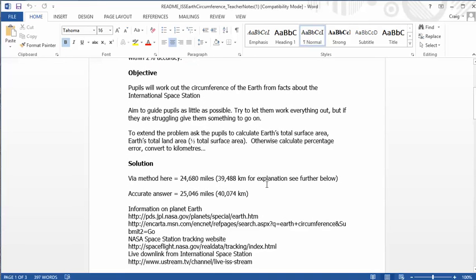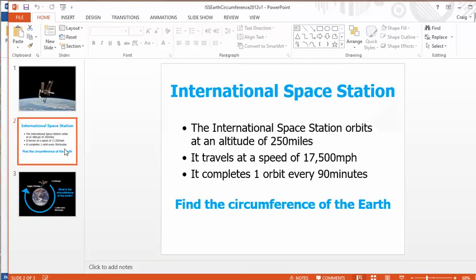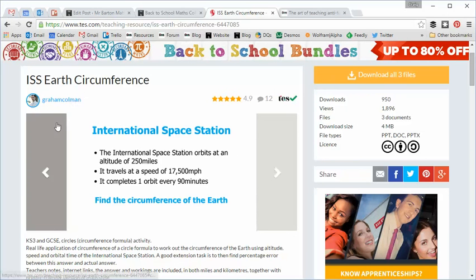And then it's really nice as well, because if you work it out using the calculations, you get the circumference of the Earth to be 24,680, and the actual answer is 25,046. So again, we can say to the students, what's the percentage error there? Where do they think that error comes from? So just a wonderful resource. You can get an entire lesson, if not a little bit more, out of this. And you're all the time preparing your students for the demands of this new challenging GCSE. Wonderful, wonderful resource. So there it is, ISS Earth Circumference by Graham Coleman.